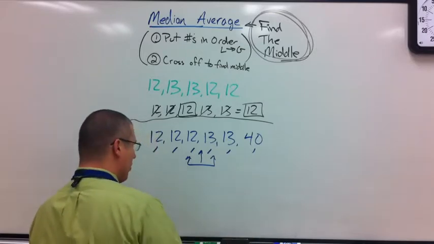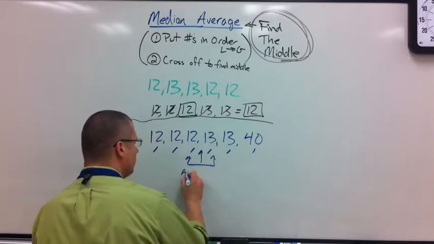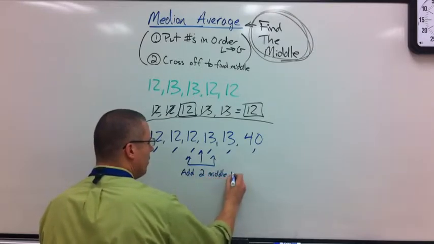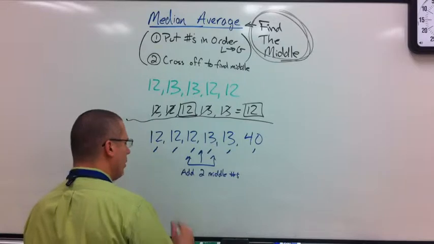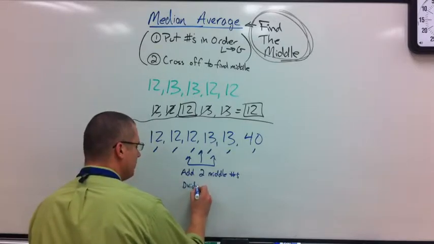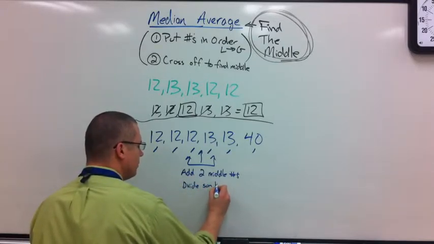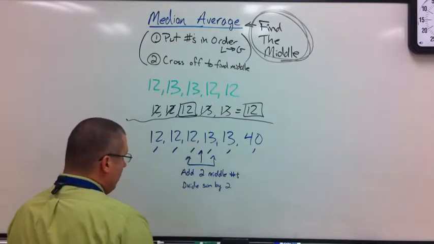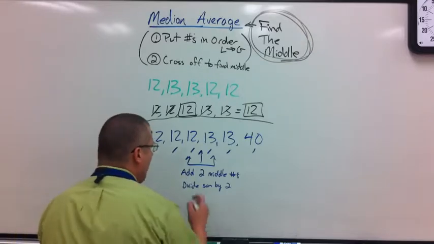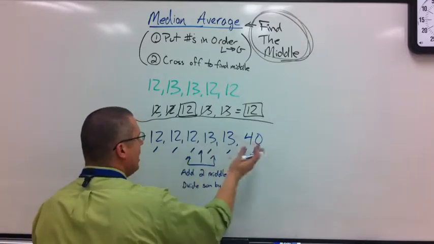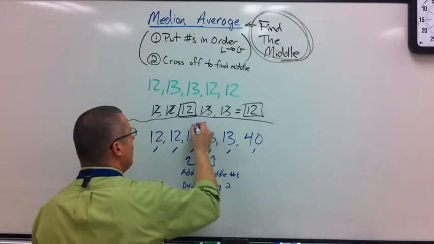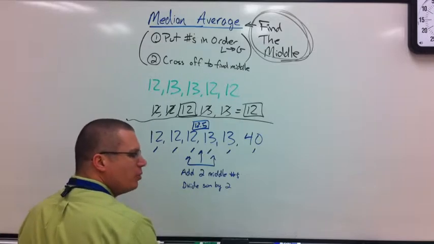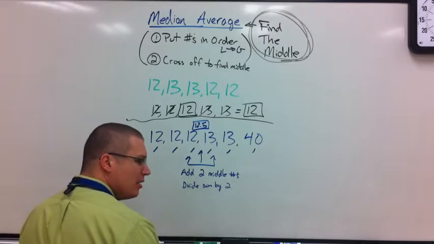I think most of you remember this. You take your 2 middle numbers, add the 2 middle numbers, and divide that sum by 2. Now, if I would take 12 and 13, I'd get 25 divided by 2, I would get 12 and a half. So I actually get an answer that's not even in my list, 12.5. So does that make sense? Does it make sense the average age in this classroom is 12 and a half? The answer is yes, it does.